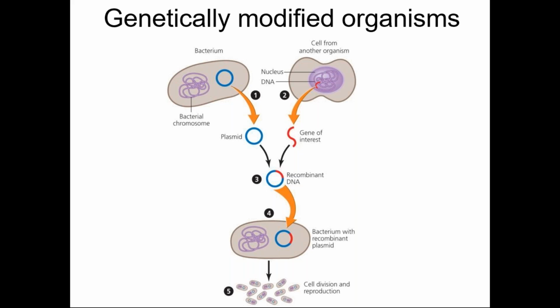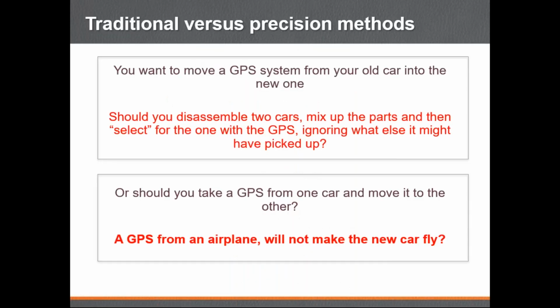These diagrams look very simple, but those of you who are doing molecular biology will know that it is not this simple. So, when you talk of a genetically modified organism, the best comparison I can give you is, if you want to move a GPS system from your old car, which is very good, into the new car that you have bought, what would you do? Would you disassemble both the cars, mix up the parts, and then select the car which has the GPS, ignoring what else it might have picked up? Or would you just take the GPS out from your old car, just cut it out from your old car and put it into your new car?